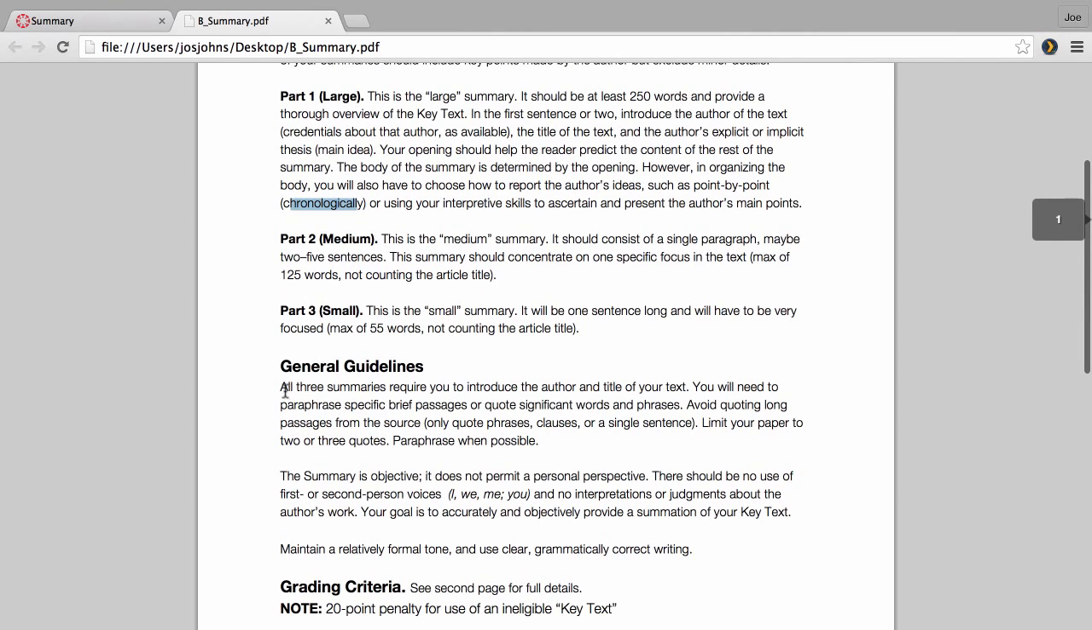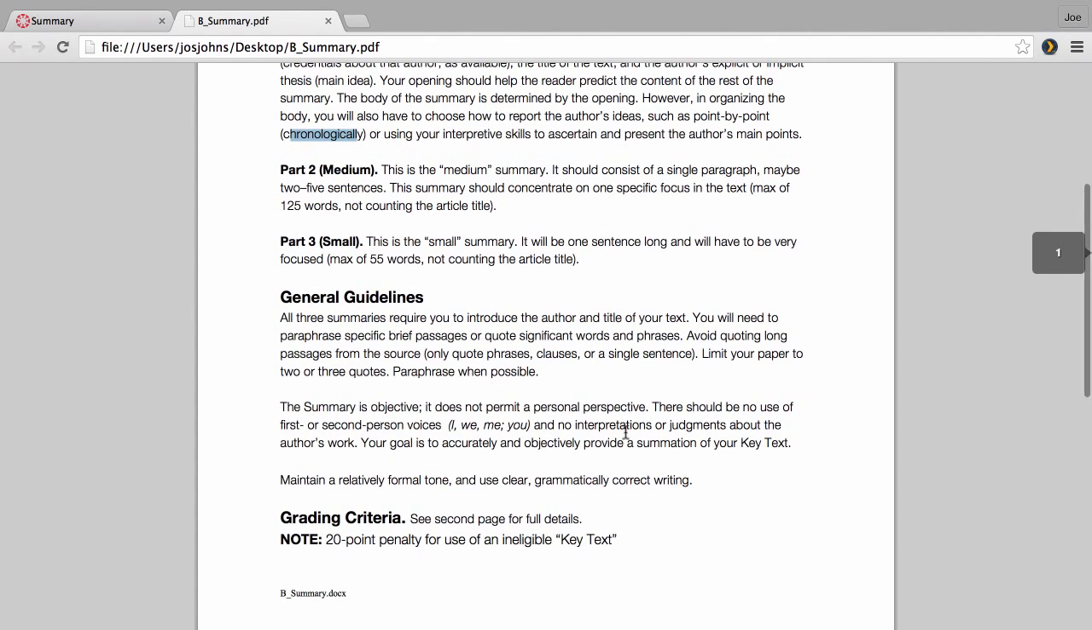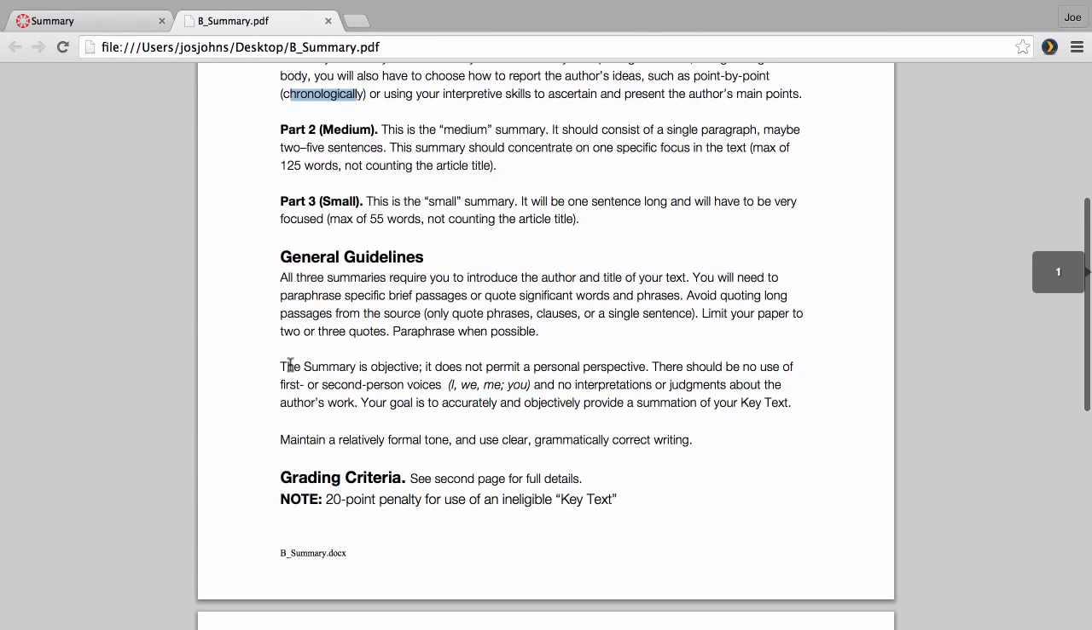Please take a minute to read over the general guidelines. There's important information here, including limiting how much quoting you do. If you do an excessive amount of quoting, it will affect your score in a negative way. And then, of course, what's very important is that the summary is objective.